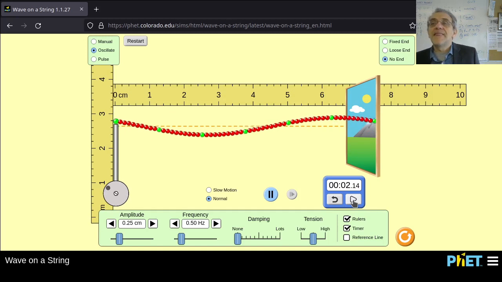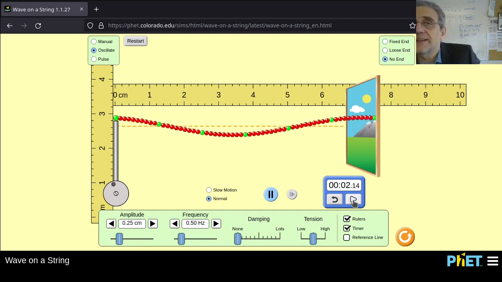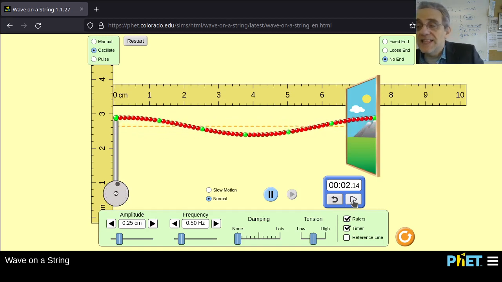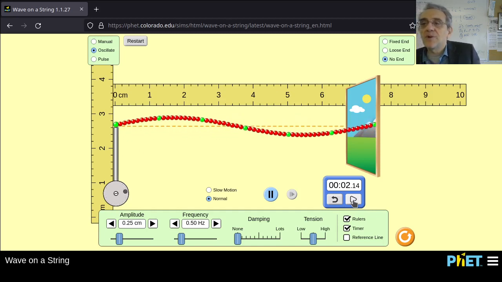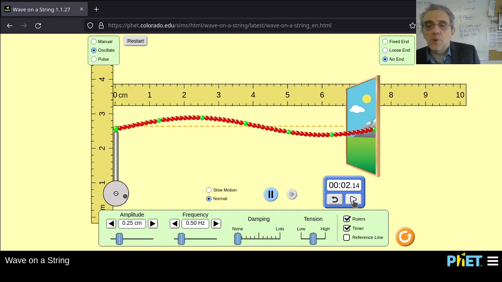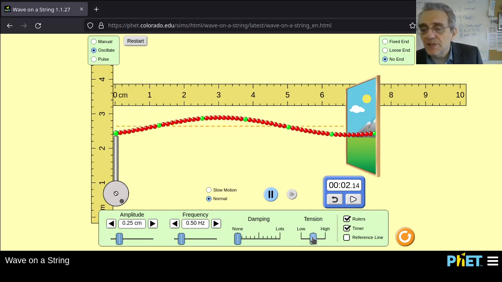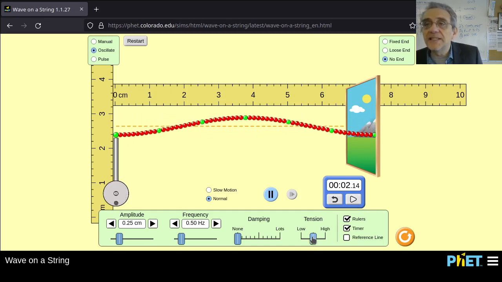Wow. That was much faster than 6 seconds. Okay? I think that's around 2 seconds. I was a little slow clicking it off, about 0.1 seconds slow. So increasing the tension really did increase the velocity.